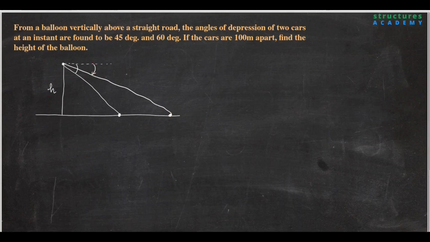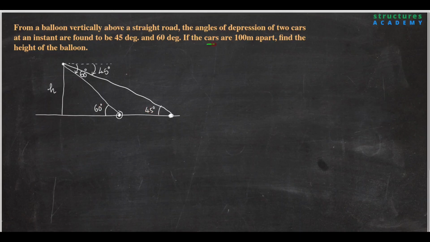As you can notice, this angle is numerically smaller than this angle. So obviously the one pertaining to the car further away is going to be 45 degrees, while the angle of depression pertaining to the closer car is going to be 60 degrees. Once we get the angles of depression, we transfer them onto the ground level. Since this is a horizontal and so is the ground, these two angles form a pair of alternate interior angles, and so would these two angles. So we'll transfer those angles. This becomes 60 degrees and this becomes 45 degrees.